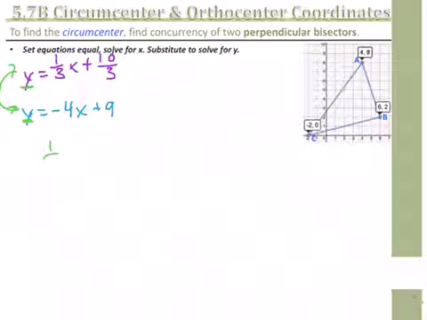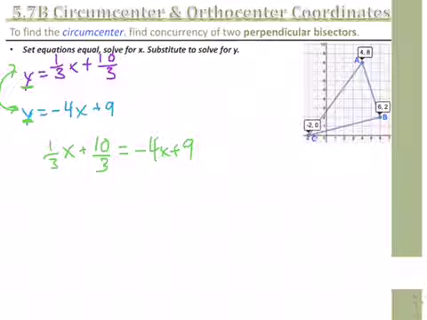So I could say 1/3 x plus 10 over 3. 10 over 3 is the improper fraction version of 3 and 1/3, which is what we had on the previous page, equals the right side of the bottom equation, -4x plus 9. I could do this to solve for x, and then use that x to solve for y, and that's going to give me the circumcenter.